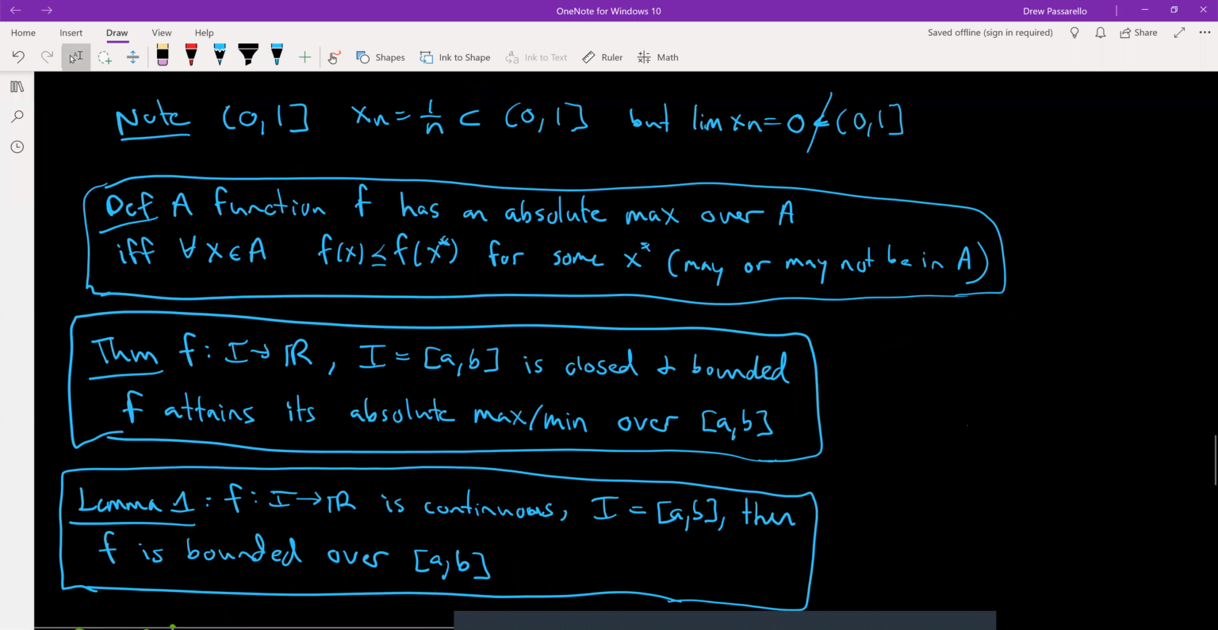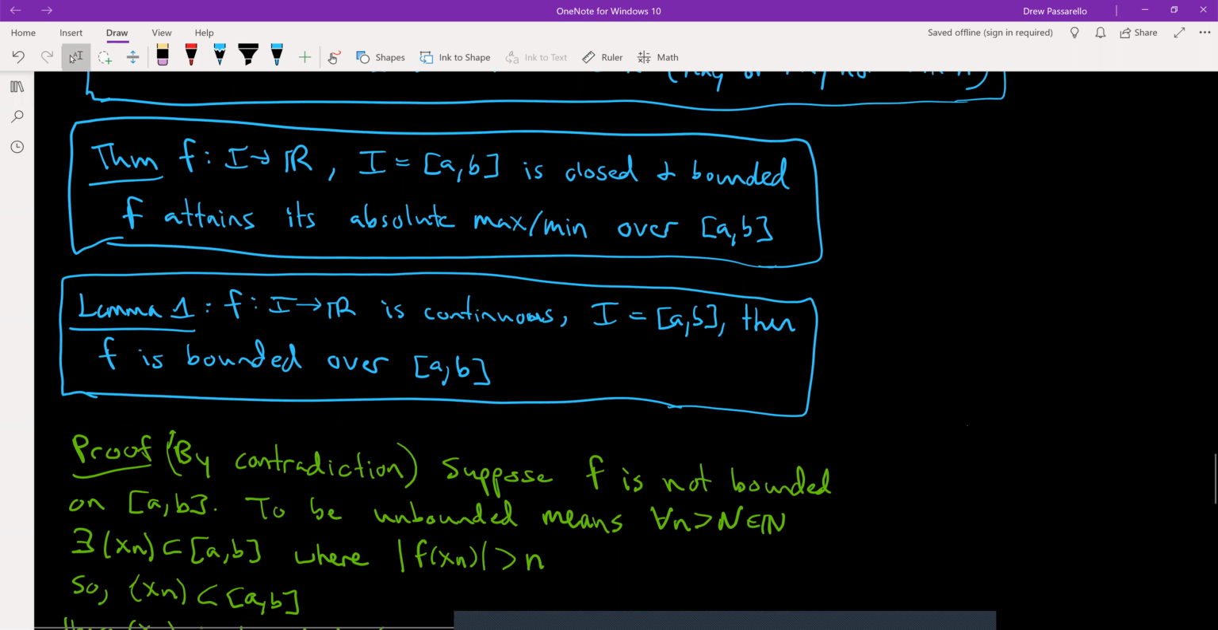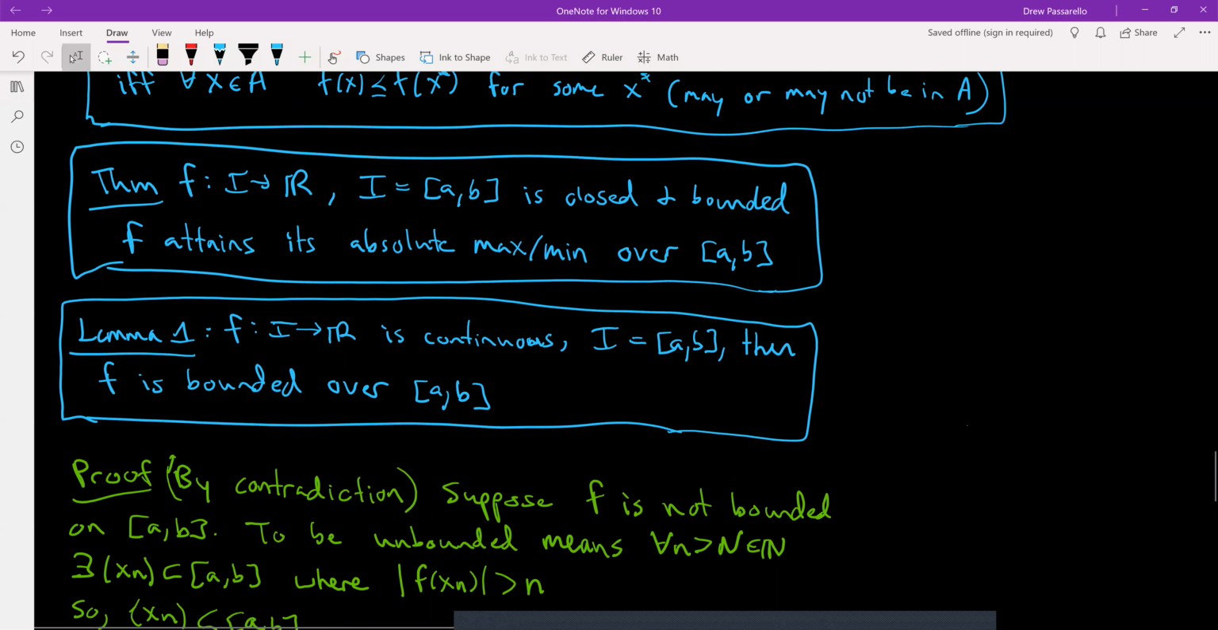All right, so to prove this, I'm doing a proof by contradiction. Let's suppose f is not bounded on the closed interval [a, b]. What does it mean to be unbounded? That means for all n bigger than N, where N is a natural number, there exists some sequence x_n in the closed interval [a, b] where the absolute value of f(x_n) is greater than n. That's what it means to be unbounded.